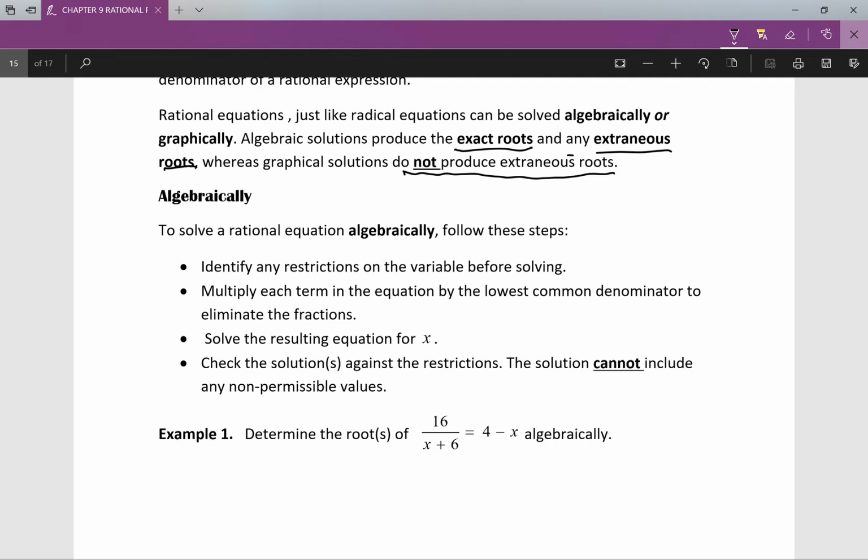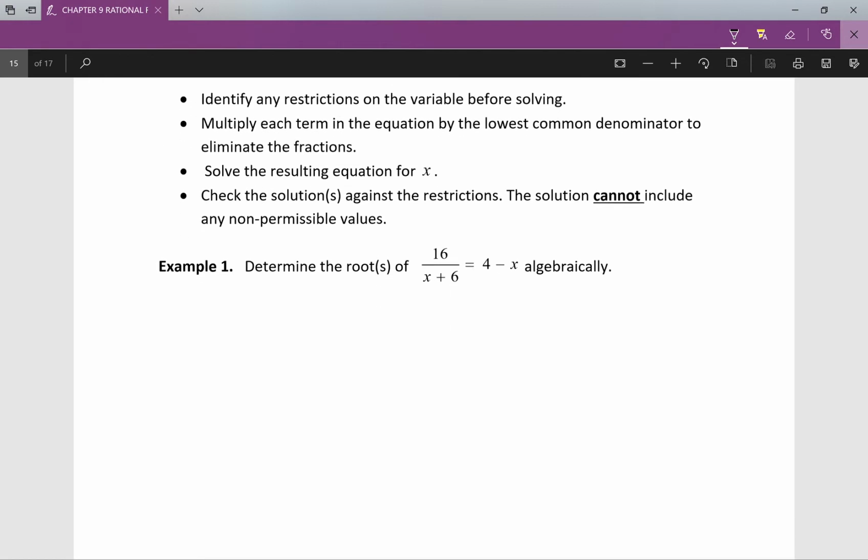Identify any restrictions on the variable before solving. Multiply each term in the equation by the lowest common denominator to eliminate the fractions. Solve the resulting equation for x, and check the solutions against the restrictions. The solution cannot include any non-permissible values.